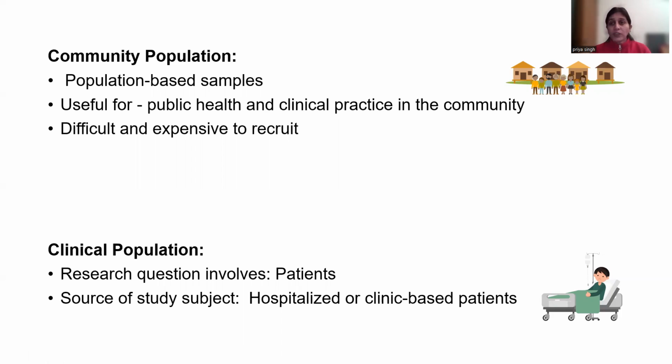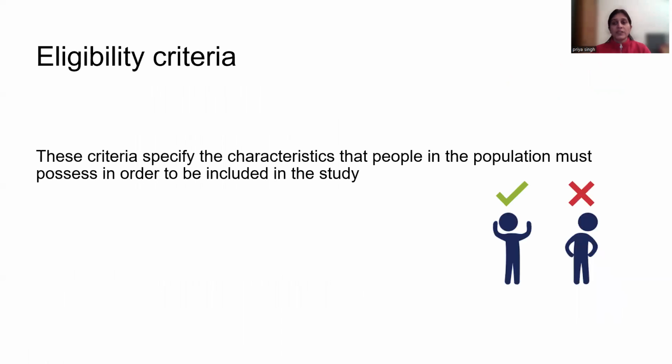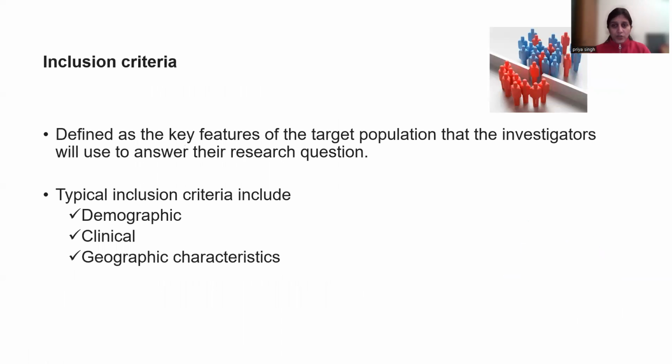Now, actually, how the researcher obtains target population and accessible population is through eligibility criteria. So these criteria specify the characteristics that people in the population must possess in order to be included in the study. These criteria are inclusion criteria, which is defined as the key features of the target population that the investigator will use to answer their research question. Typical inclusion criteria include demographic, clinical, and geographic characteristics.